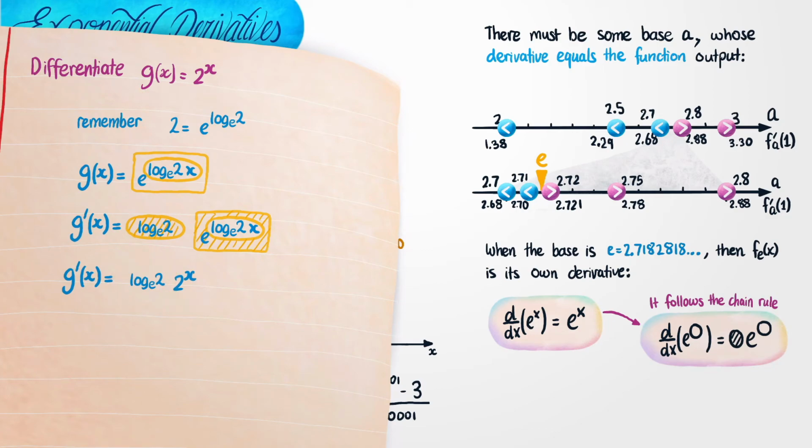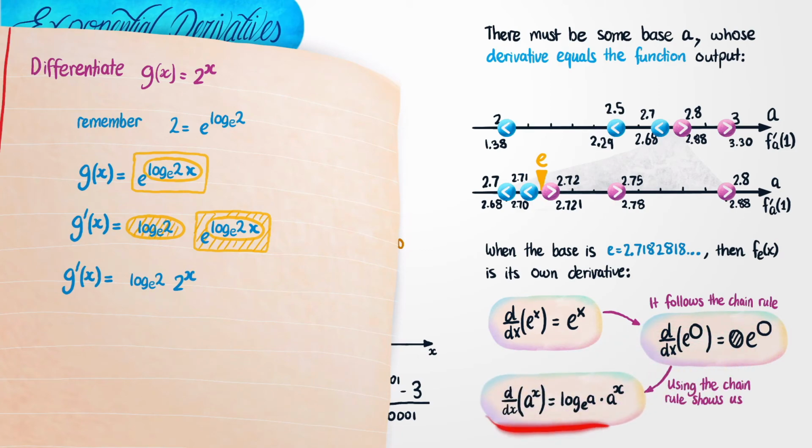But of course, there's no reason this should only work for a base of 2. In fact, it works for any base. So we can say that the derivative of a to the power of x is always going to be the log base e of a times a to the power of x. This rule works no matter what the base is.